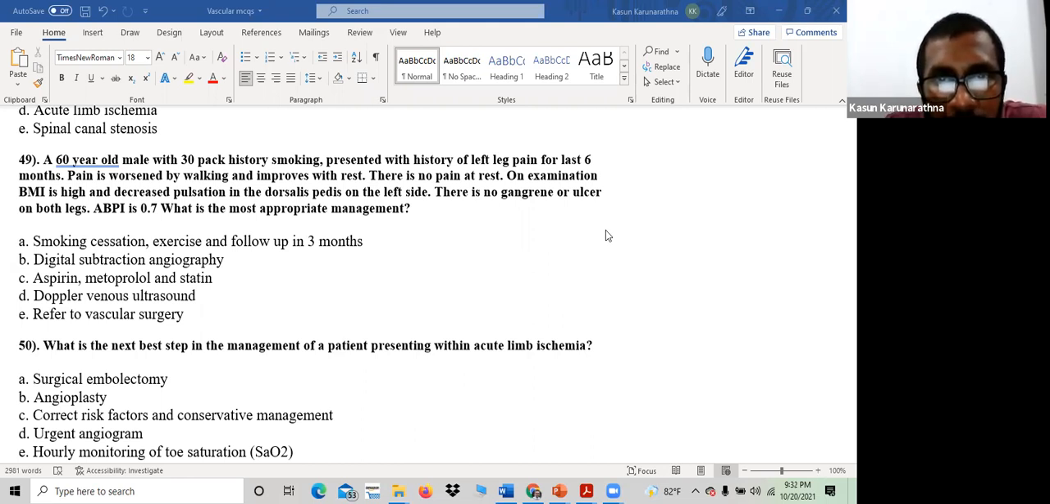So is it posterior tibial that is used? You can use either posterior tibial or dorsalis pedis. That is not a big issue, right? Then you get the ratio. Usually, what is the normal value of the ankle brachial pressure index? Usually 0.9 to 1. Yes.